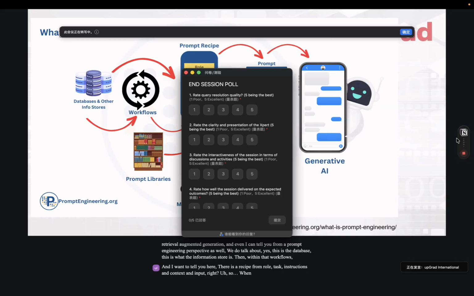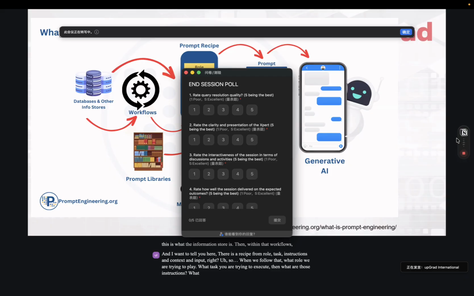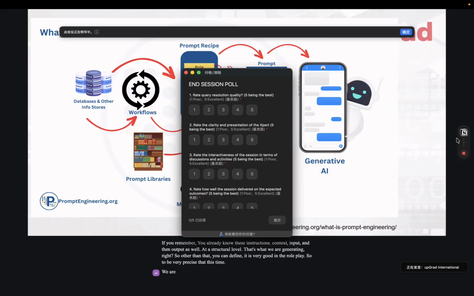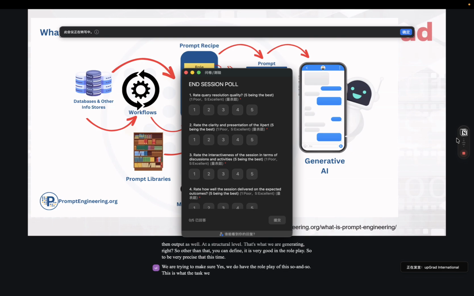So when we follow that, what role we are trying to play, what task you are trying to execute, then what are those instructions, what context you want to provide, along with the inputs. If you remember, you already know these instructions, context, input, and then output as well at a structural level. That's what we are generating, right? It is very good in the role play. So to be very precise, we have the role play of this so and so. This is the task we need to execute. To do that, we are giving you the instructions, context, and input.